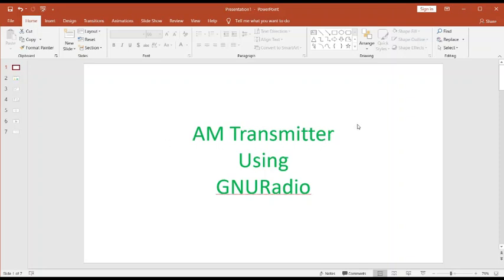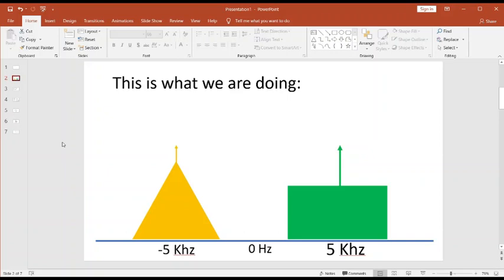All right, AM transmitter using GNU Radio. This is what I propose we're going to do. We're going to transmit two amplitude modulated signals at the same time. We'll have one AM signal at a carrier offset of -5 kilohertz right here in yellow, and we will have another amplitude modulated signal with a +5 kilohertz offset as we show here in green.